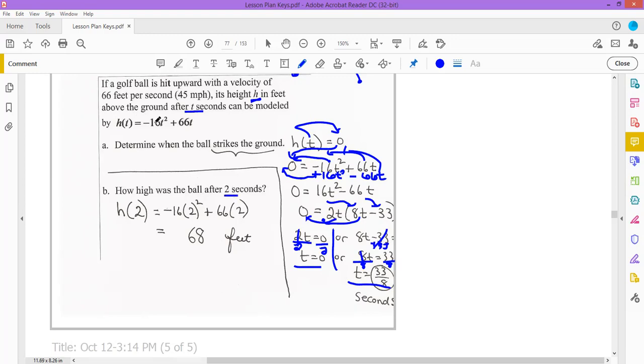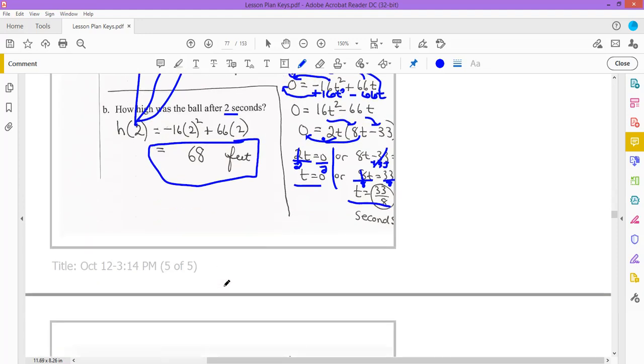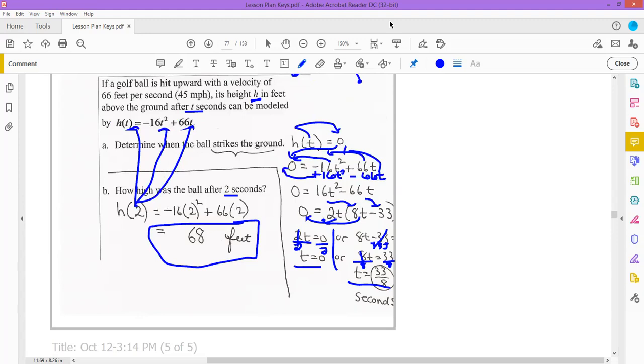So using our function that we were given at the beginning, since we have that time point 2, we're going to substitute 2 everywhere we see t. So that becomes h of 2 equals negative 16 times 2 squared plus 66 times 2. And when we simplify, we should get 68 feet. That's the last example from this section. We're going to stop here.